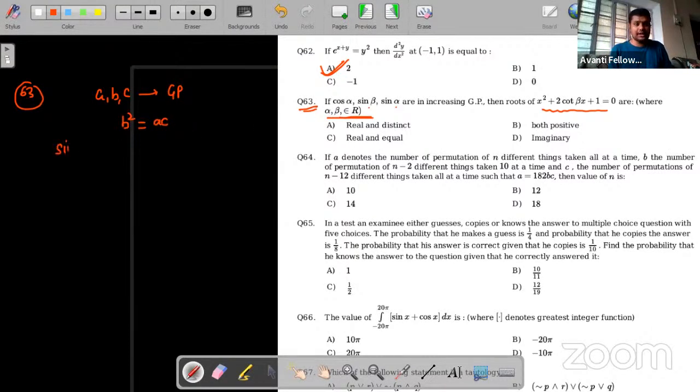So I'm going to write sine square beta is equal to cos alpha into sine alpha. Whenever we see cos alpha into sine alpha, we multiply and divide by 2, so I am multiplying on both sides. We are going to write 2 sine square beta is equal to 2 sine alpha cos alpha, which is sine 2 alpha. Let's say this is information R1.